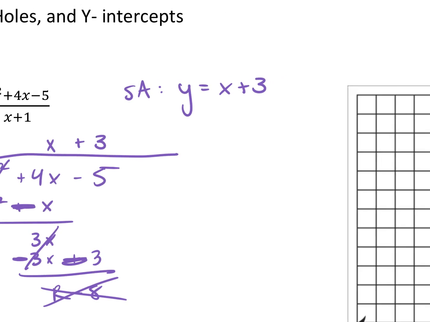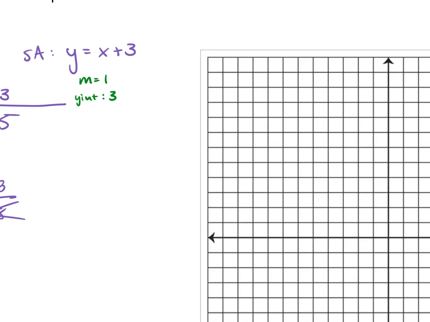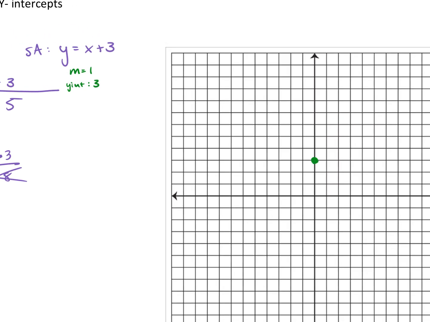When I draw this, I know that you guys know how to draw a line. What's our slope? 1. What's our y-intercept? 3. So we start by plotting our y-intercept. I'm going to put a point at 3 on my y-axis. How do I do the slope of 1? Rise over run. So up 1 to the right 1. Up 1 to the right 1. So this would be our slant asymptote. So it's just like graphing a line.